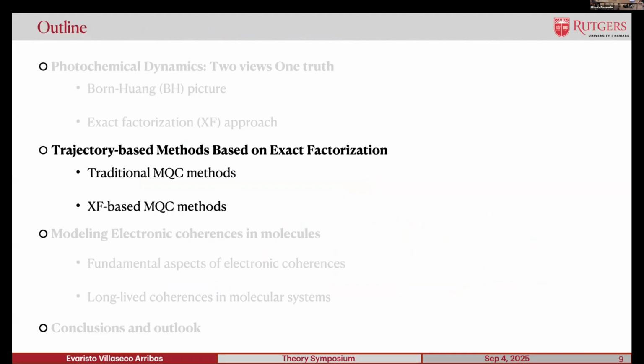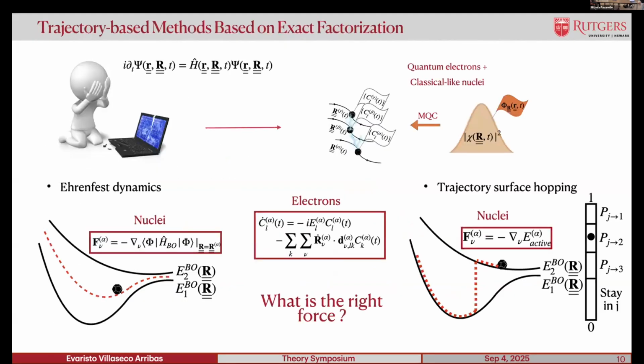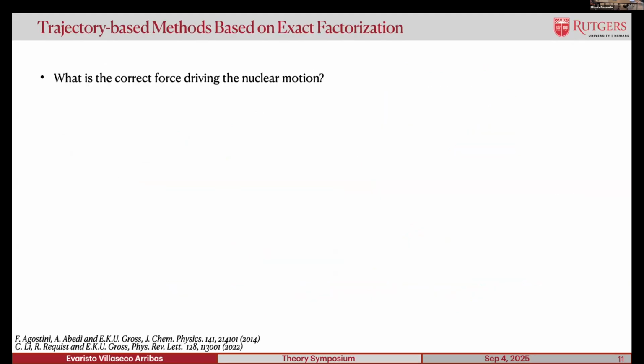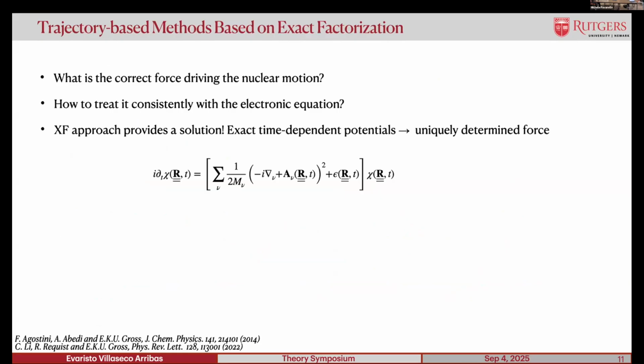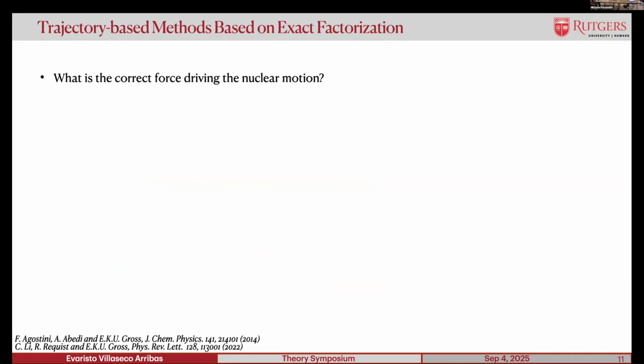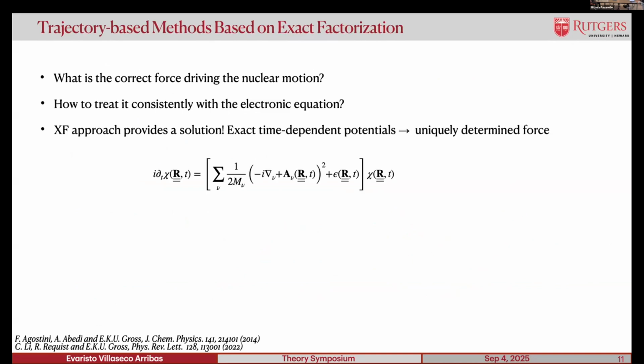Now, I just want to come back to that question: what's the right force to drive the nuclear motion? As you can imagine, the exact factorization is going to provide a natural answer because now we have a Hamiltonian evolution for our nuclei, so we can point to a uniquely determined Lorentz type force that should be driving the nuclear subsystem. So to develop a mixed quantum classical method, we can treat H as a classical nuclear Hamiltonian, and use Hamilton's equations of motion to derive equations for the force and the velocities.